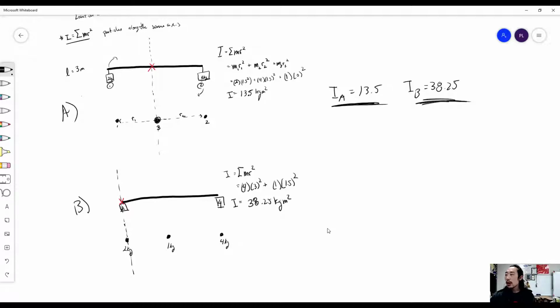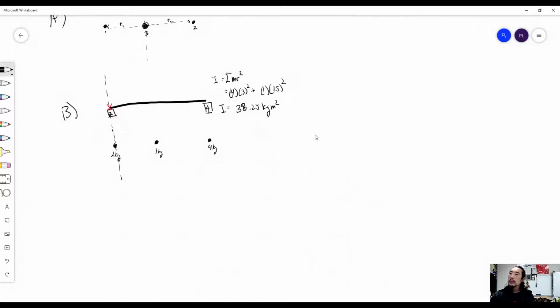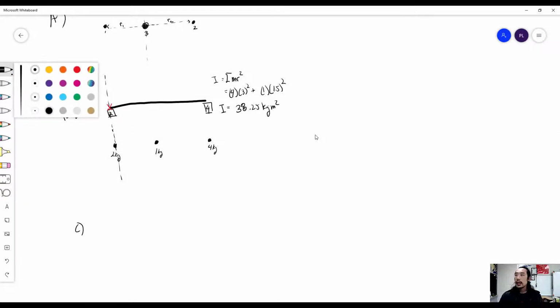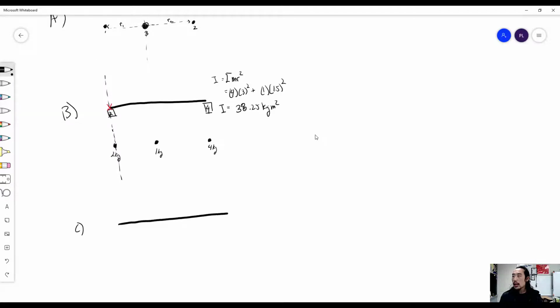Right? Now, if I were to ask you this, so if we were to compare scenario B to, let's say, scenario C, where we have the same rod, except now we're going to be rotating it about the far right axis here, where the 4 kilogram object is. All right, so we have that 4 kilogram object, we have this 2 kilogram object, like so.